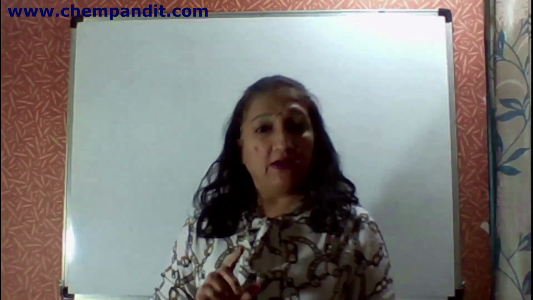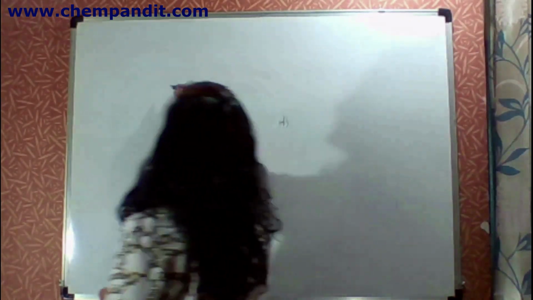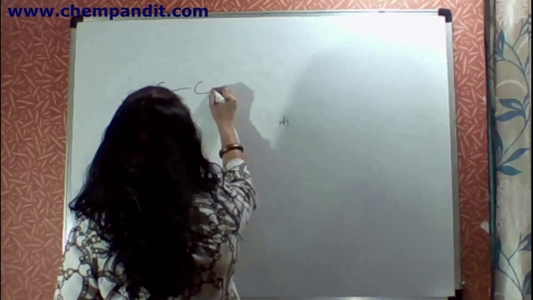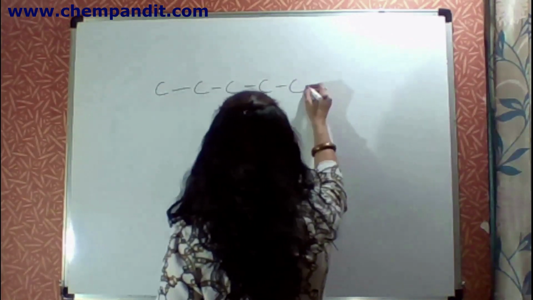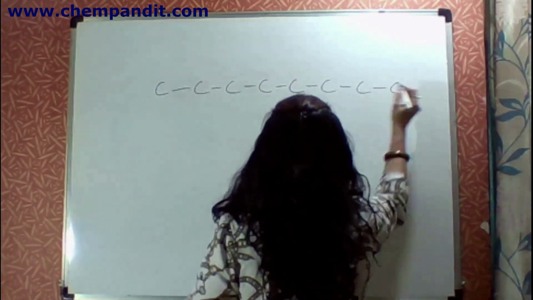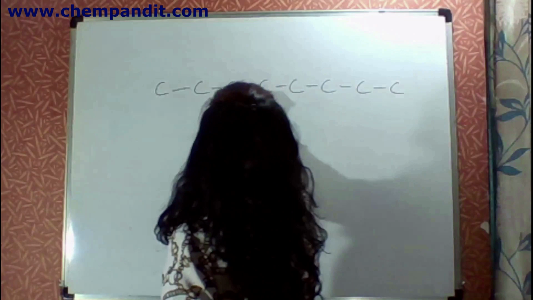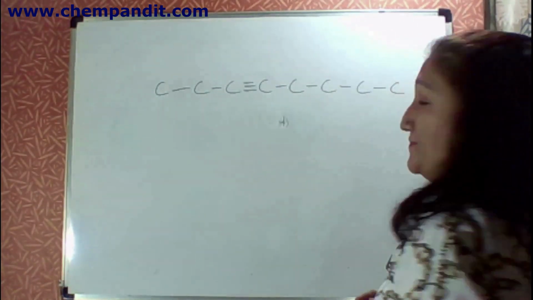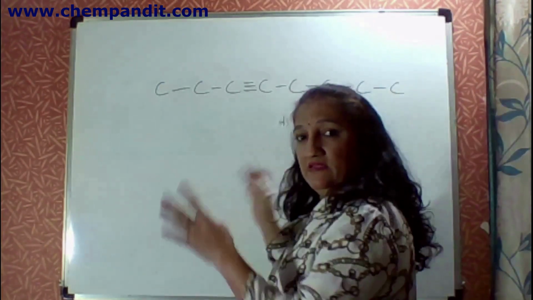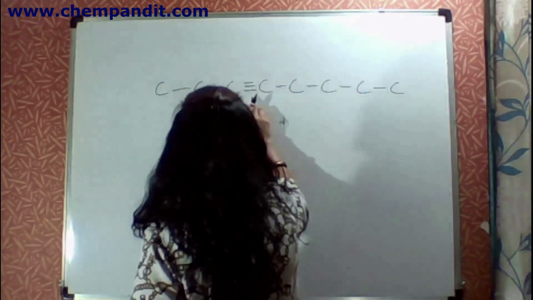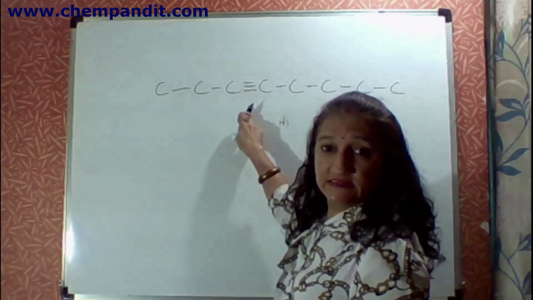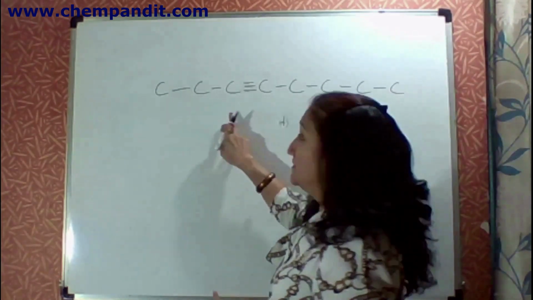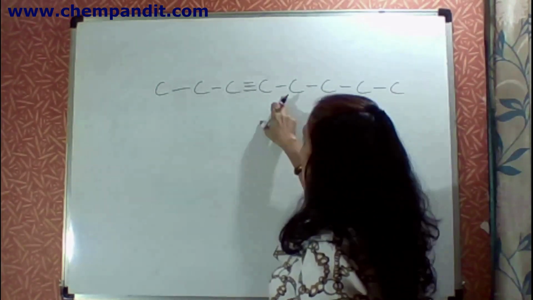Let's continue. Now let's take one example of an alkyne. Let's take a long chain compound. Suppose this is an organic compound with a triple bond over here. Let's fill all the valencies with hydrogen. Now these two carbons have all their valencies already filled, right? 3 and 1, 4; 3 and 1, 4.